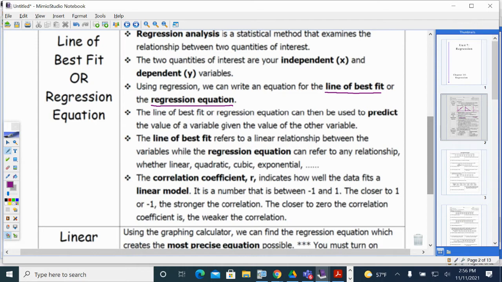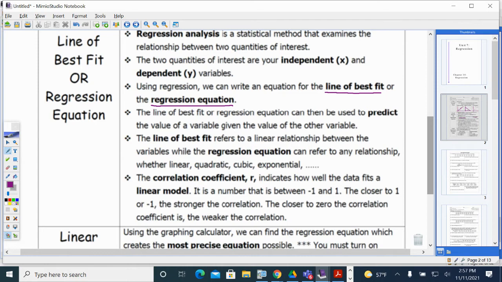The line of best fit or regression equation can then be used to predict the value of a variable given the value of the other variables. So the purpose of these regression equations is so that we can predict what might happen in the future. The line of best fit refers to a linear relationship between variables, while the regression equation can refer to any relationship, whether linear, quadratic, cubic, or exponential.